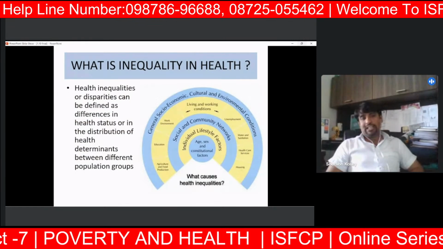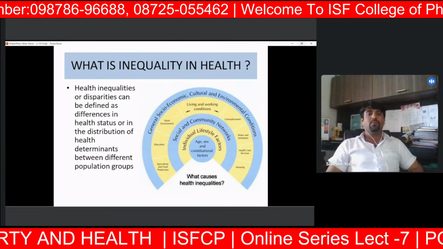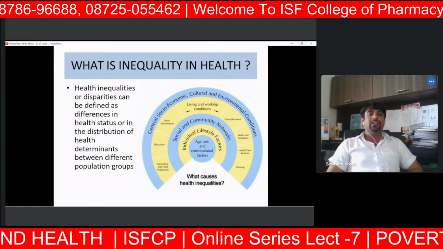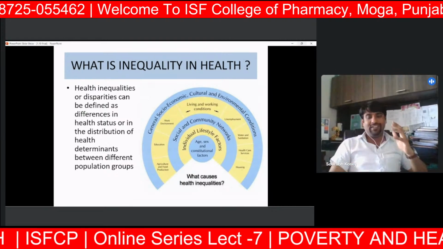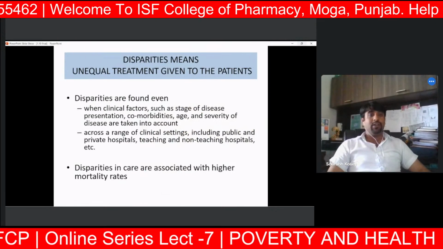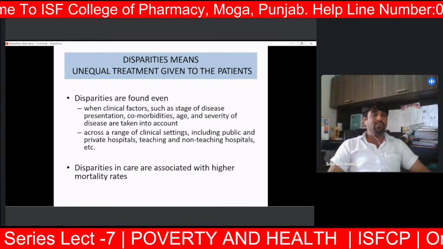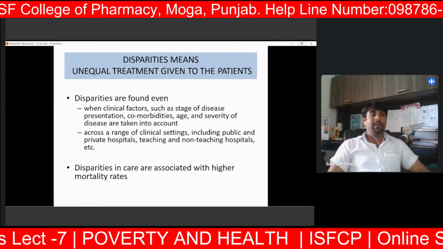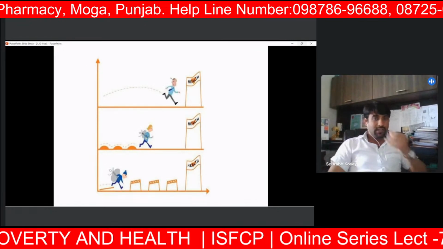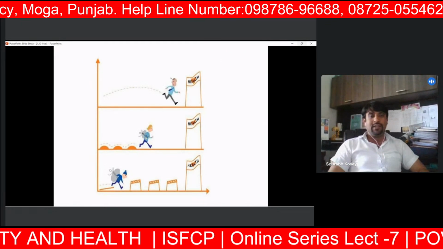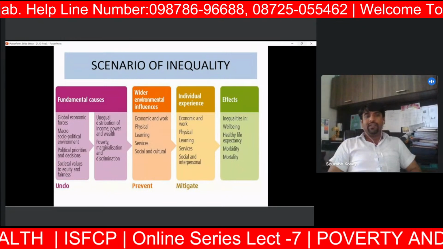So what is inequality in health? Health inequality or disparities can be defined as differences in the health status or in the distribution of health determinants between different population groups: social community networks, age, sex, constitutional factors, general socioeconomic, cultural, and environmental conditions. There are a lot of factors which affect health disparities and inequalities: treatment not given to patients, partialities, clinical factors, the stage of disease presentation, comorbidities, and severity of disease being taken into account or not across clinical settings, including public and private hospitals, teaching and non-teaching hospitals. Disparities in care are associated with higher mortality rates. So this is why the health burden is increasing nowadays.